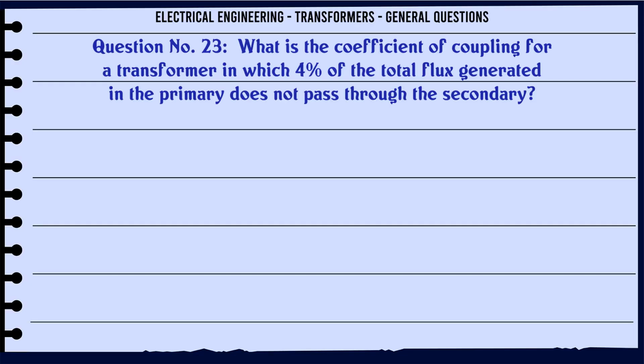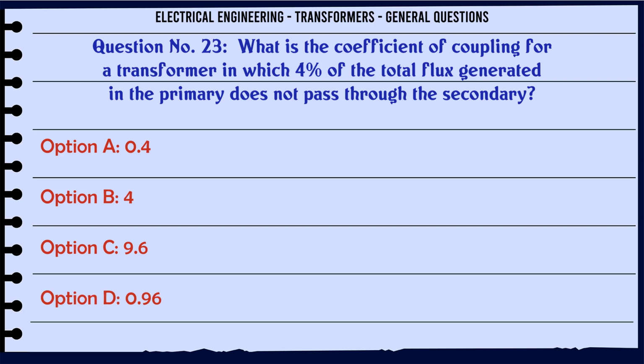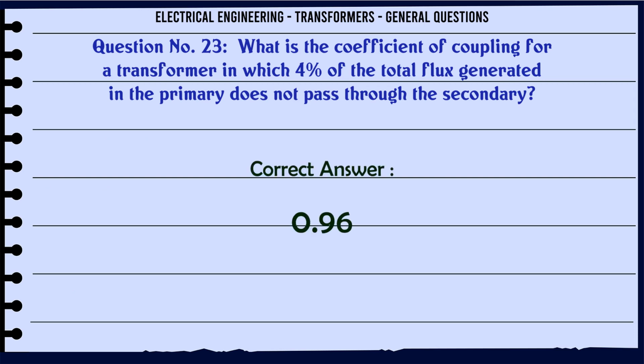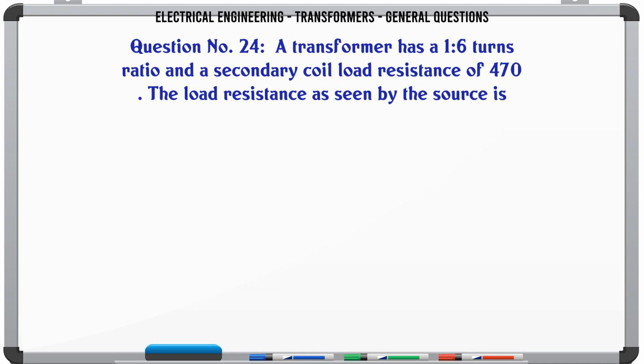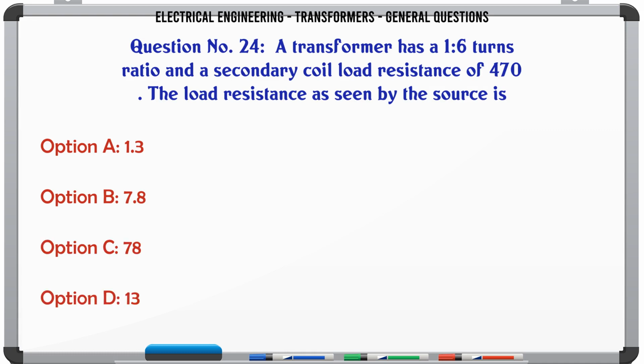What is the coefficient of coupling for a transformer in which 4% of the total flux generated in the primary does not pass through the secondary? A. 0.4, B. 4, C. 9.6, D. 0.96. The correct answer is 0.96.